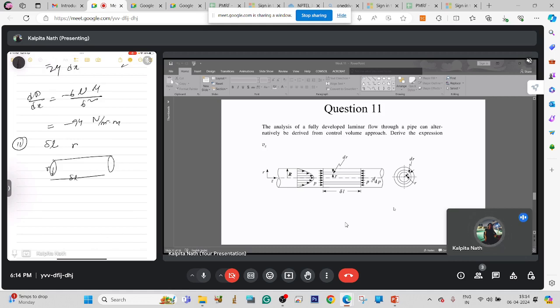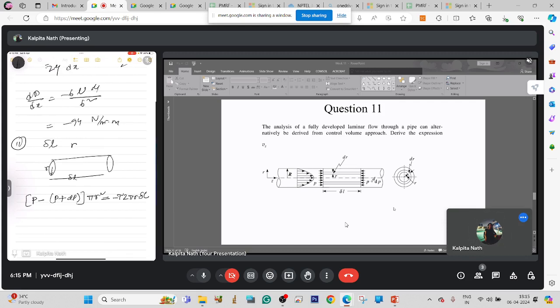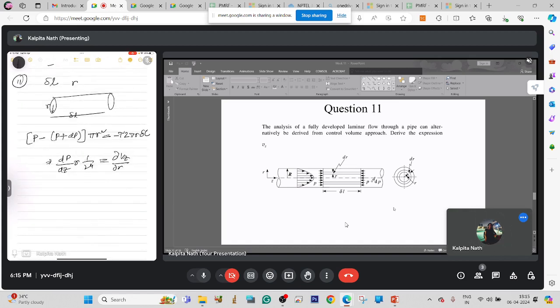Right? So now we can write (P minus (P plus dP)) pi R square is equal to minus tau 2 pi R delta L. If we solve this, we'll get dp/dz r by 2 mu is equal to del vz del r. If we integrate this, vz is equal to 1 by 4 mu dp/dz r square plus k.